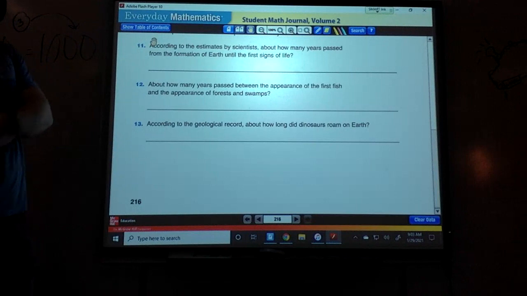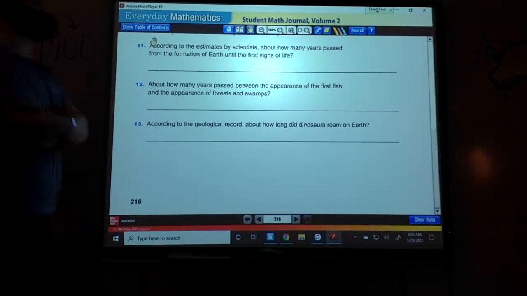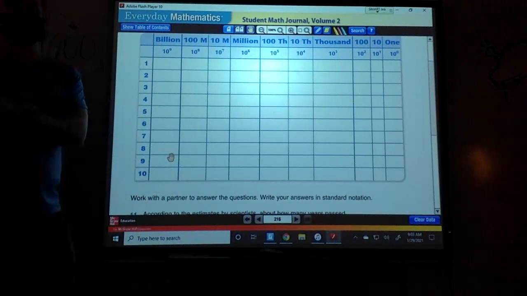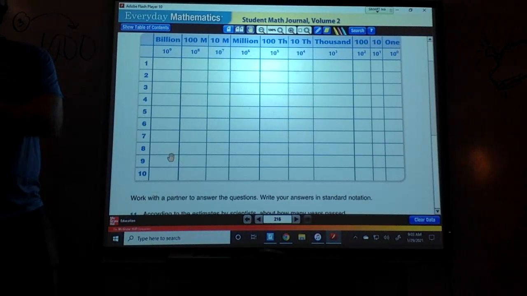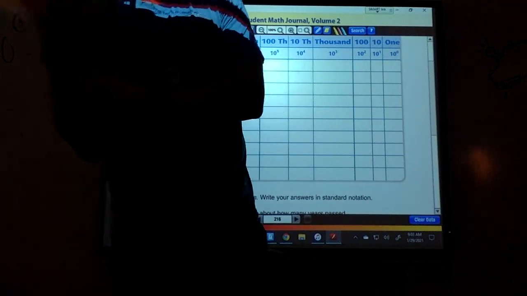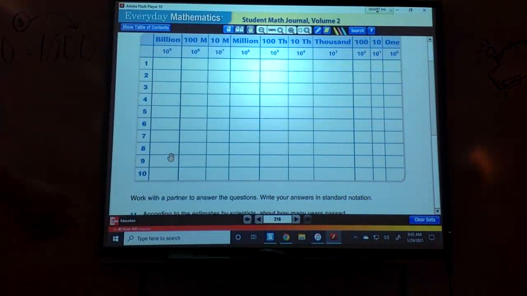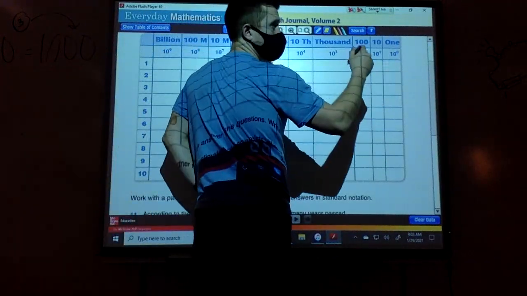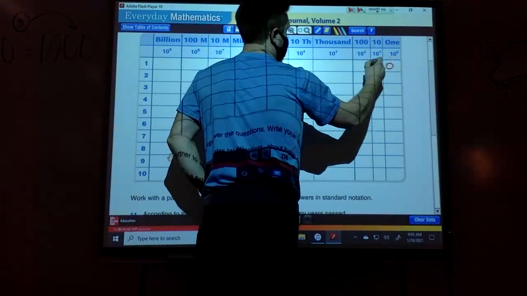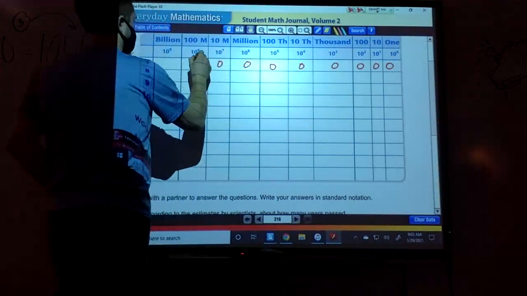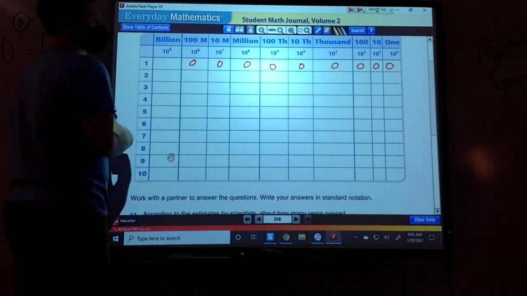According to the estimates by scientists, about how many years passed from the formation of the earth until the first signs of life? So we've got to use that chart on the last page. We're going to flip back and forth and fill this in. First thing that happened, they said, was 5 times 10 to the what? 9. So we need how many zeros? 9. So we're going to put 1, 2, 3, 4, 5, 6, 7, 8, 9.